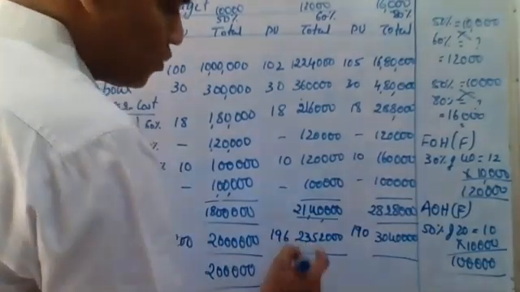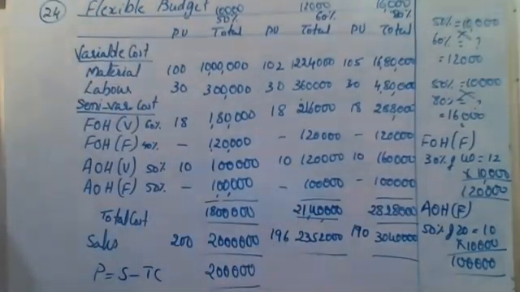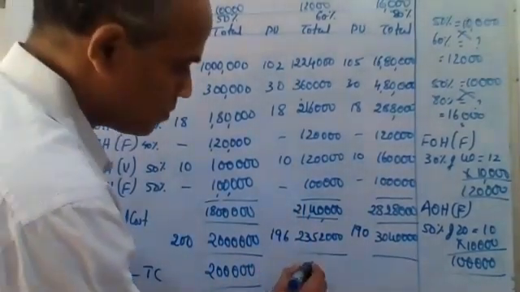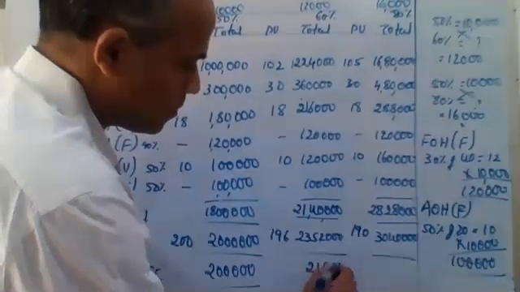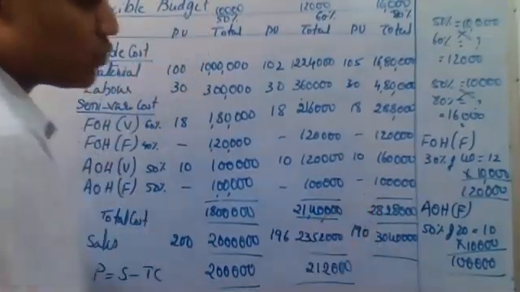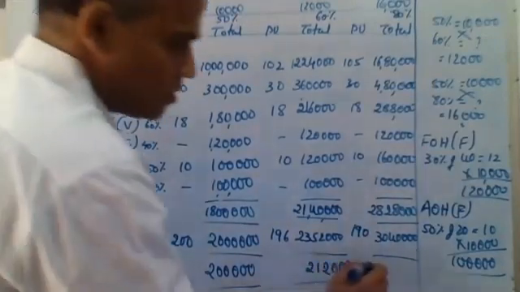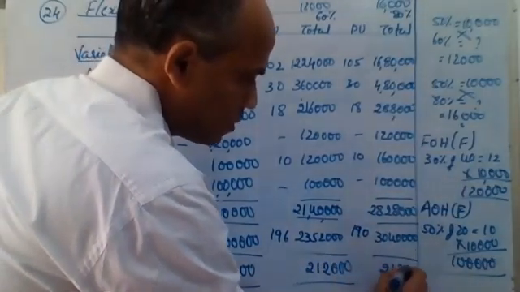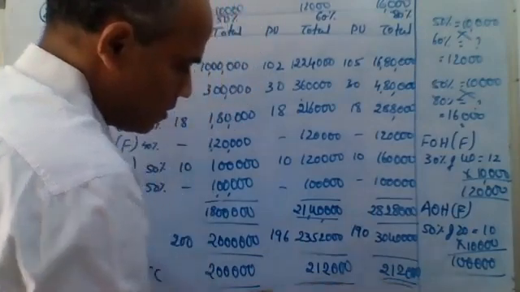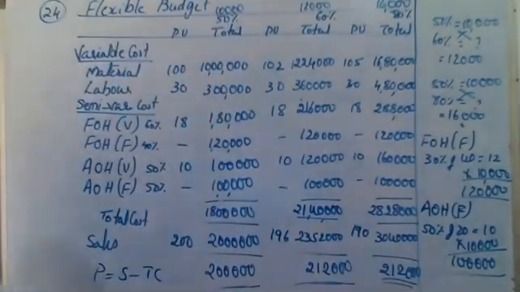This is 2352 minus 2140. Comes to 2 lakhs 12,000. 3040 minus 2828. This is also coming to 2 lakhs 12,000. That is all about your question number 24.